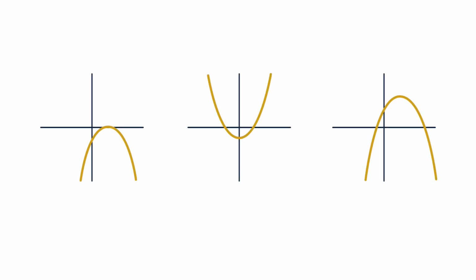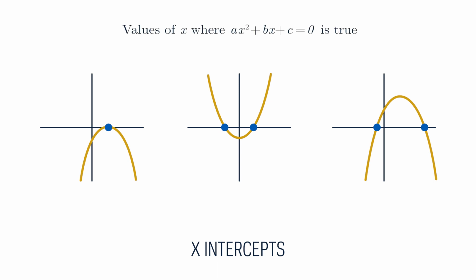On the parabola are some important points. One point is the vertex of the parabola. This is either the maximum or minimum point on the parabola, depending on if it opens upwards or downwards. We can also identify the places where the parabola crosses the x-axis, if it does cross the x-axis. These are called the x-intercepts, and they are the values of x where the y-coordinate is 0. So they're the values of x where the equation ax squared plus bx plus c equals 0 is true.